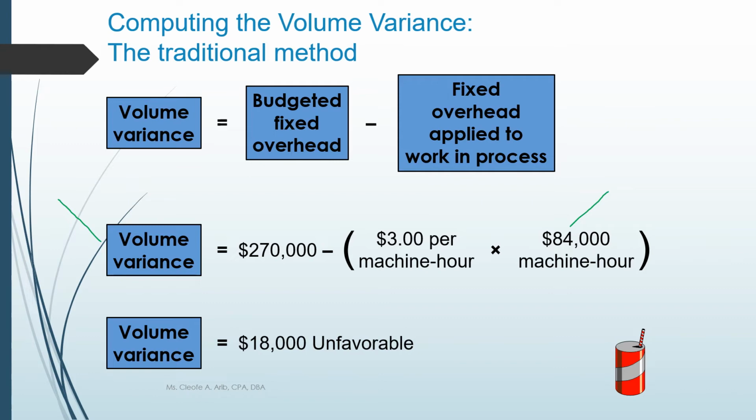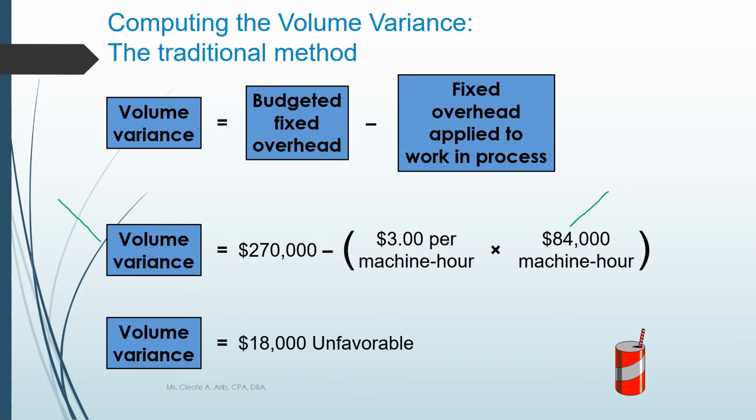In this case, that is how much? 3. That is your predetermined overhead rate. For the fixed overhead, the one we computed earlier, the predetermined overhead rate is 3. So when you multiply 6,000 hours by 3, you get 18,000. Unfavorable. Now, ma'am, why is this unfavorable?